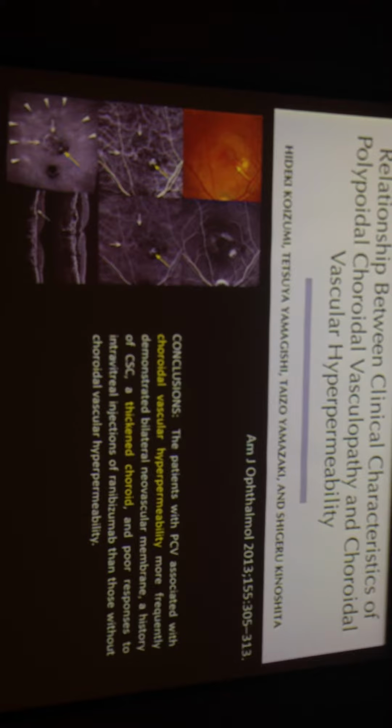And this paper found that patients with PCV associated with choroidal vascular hyperpermeability more frequently develop bilateral neovascular membranes, more frequently had a history of CSC, a thickened choroid, and had poorer responses to the intravitreal injections than those without choroidal vascular hyperpermeability.